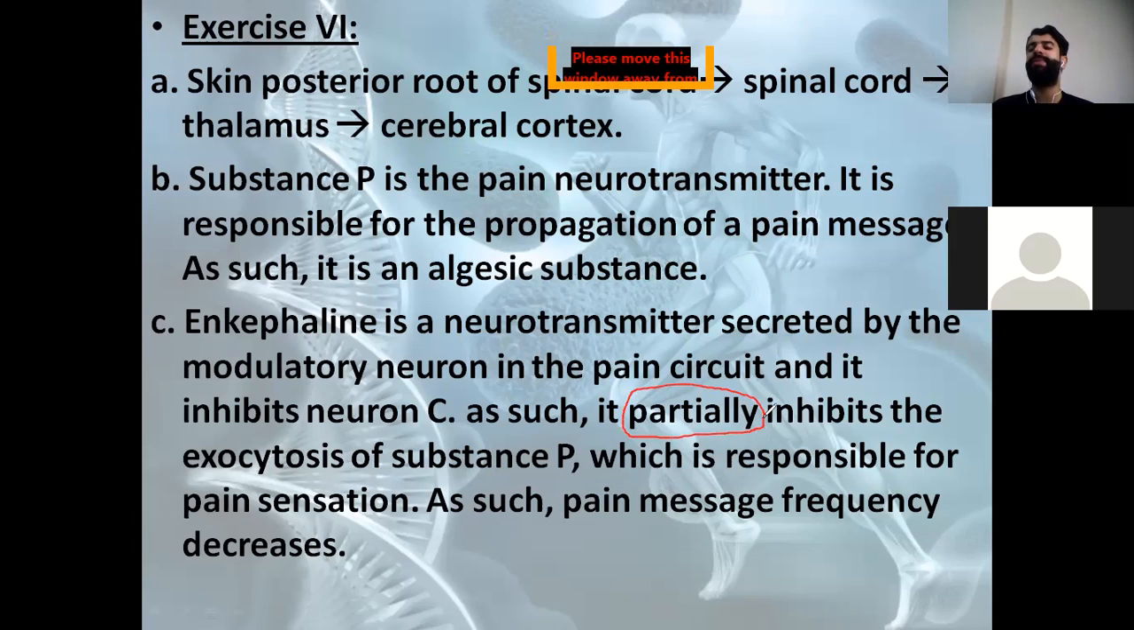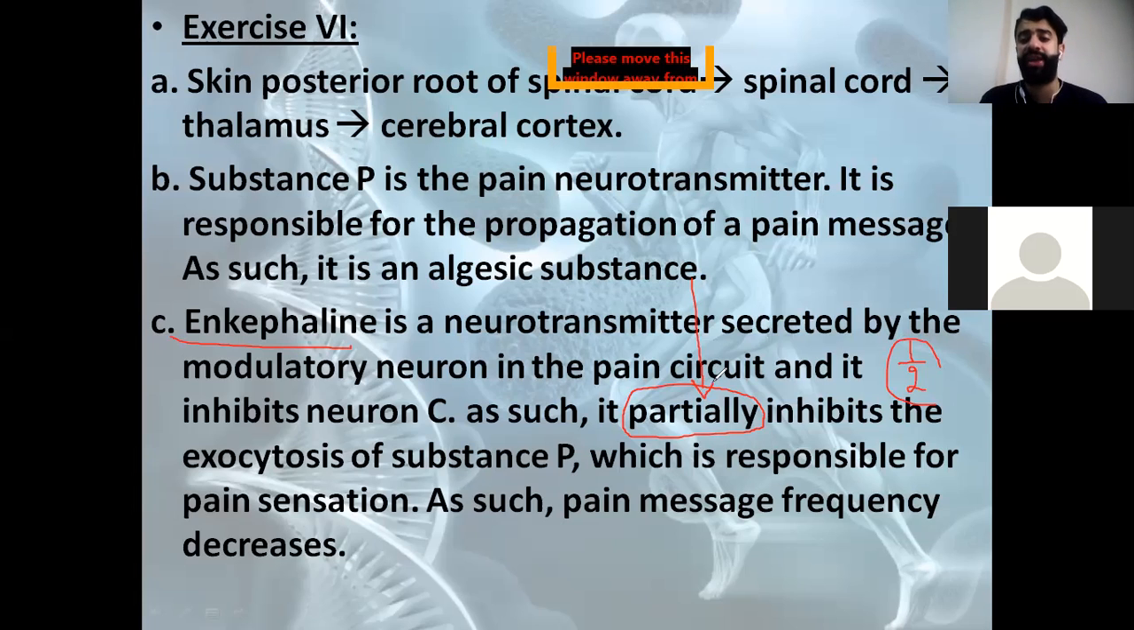Why? Because it inhibits partially the exocytosis, not completely. That's why the pain message frequency will decrease, but it will not be inhibited at all. That's why we have partial inhibition of the nervous message and partial inhibition of the pain message due to this role. So if the question says enkephalin inhibits, only you are going to lose half the mark. Why? Because partial inhibition is very important here, because it's not complete.